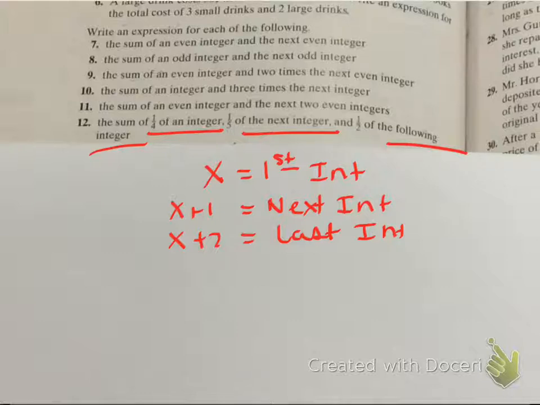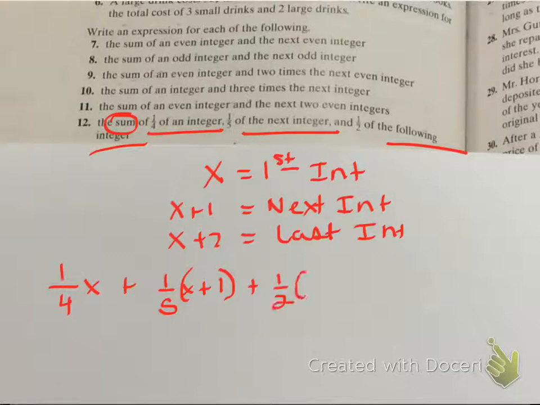It's not an equation, it's an expression. 1/4 x, plus, right? It says a sum. 1/5 x times the quantity of x plus 1. Times the quantity, right? And what would the third one be? 1/2 times the quantity of x plus 2. X plus 2. And you can stop there.